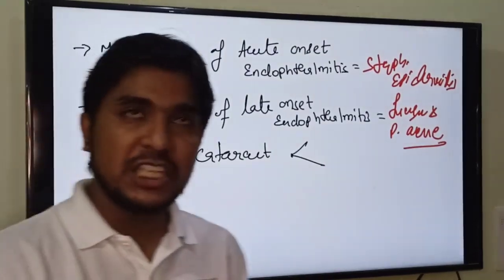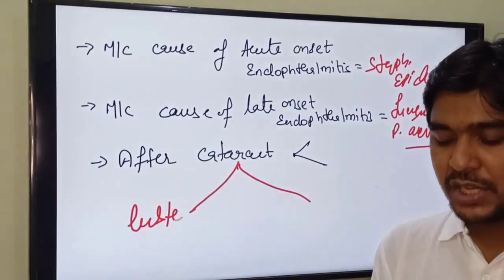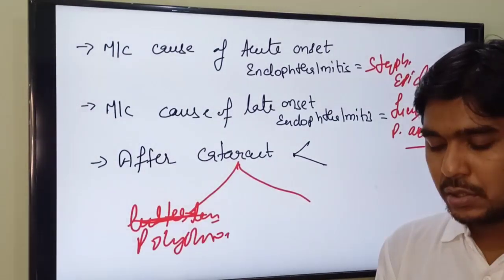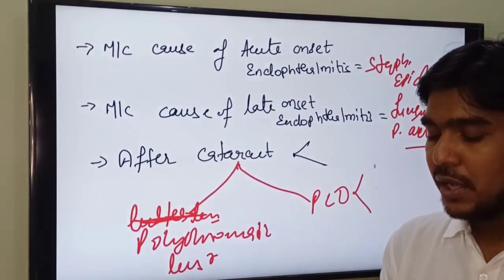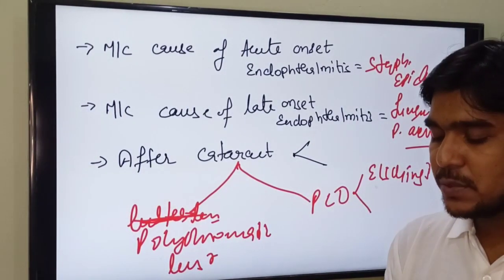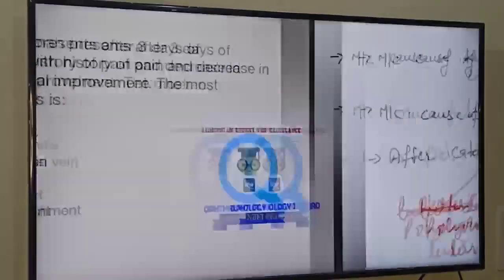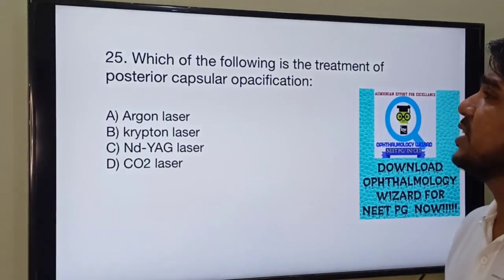After cataract surgery, you have to remember two things. Lustreless cataract, polychromatic luster, and this is also known as PCO, where you will see Elschnig pearls. You will see the Elschnig pearls, and you will also have the Soemmering's ring.